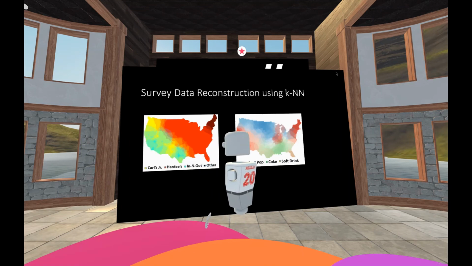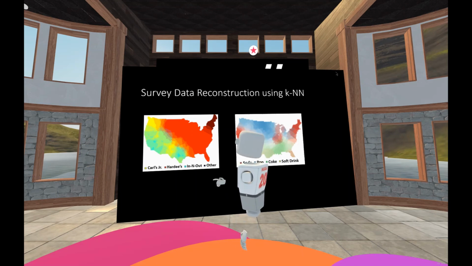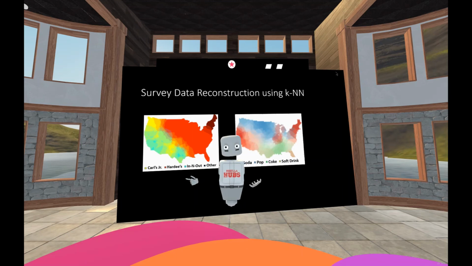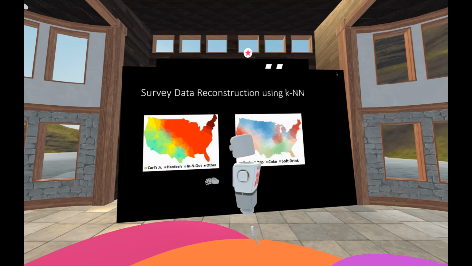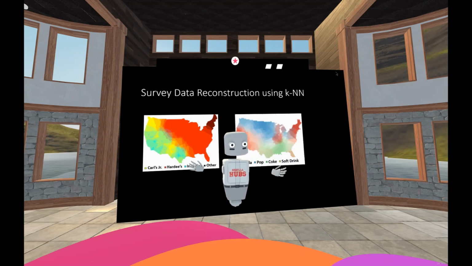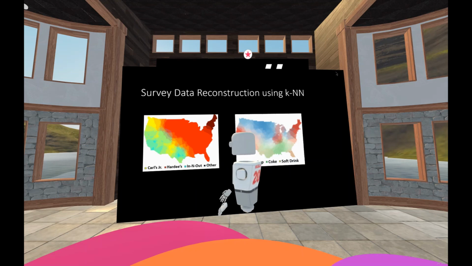Another example we used was the burger franchise map. I actually let the class pick this topic that year, and someone suggested finding out where Carl's Jr. turns into Hardee's. So if you don't know, Carl's Jr. and Hardee's are the same restaurant. They're just named differently depending on where you live in the United States. But I threw in In-N-Out and miscellaneous others.